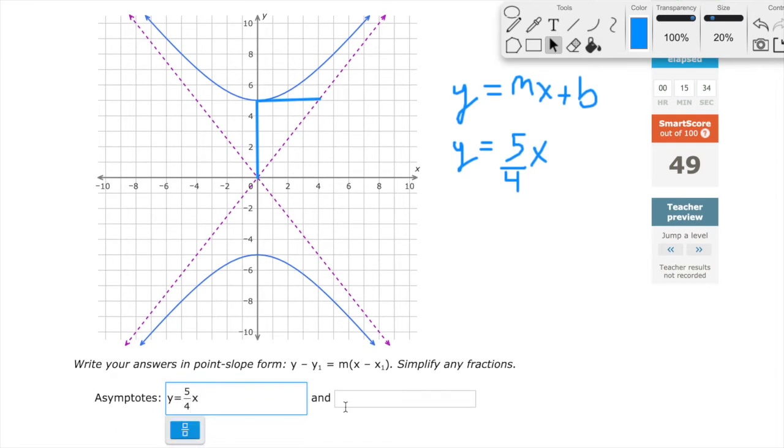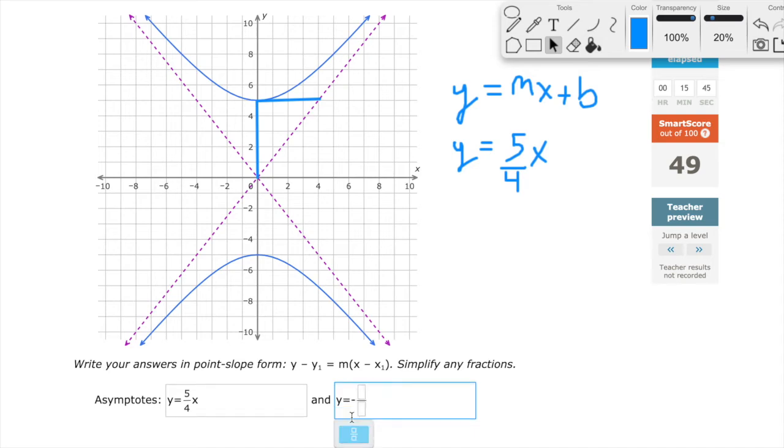We're learning together here. The nice thing is the other one's just going to be the negative version because it has to go down and over the same amount. So this one's going to be y equals negative 5 over 4. We'll just see if IXL takes this form.